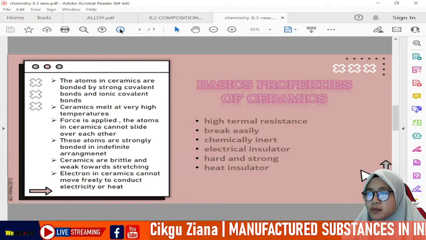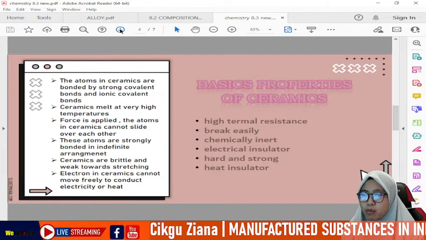So the basic properties of ceramic are high thermal resistance, break easily, chemically inert, electrical insulator, hard and strong, heat insulator. The atoms in ceramic are bound by strong covalent bond and ionic bond. Ceramics melt at high temperature. When force is applied, the atoms in ceramic cannot slide over each other.